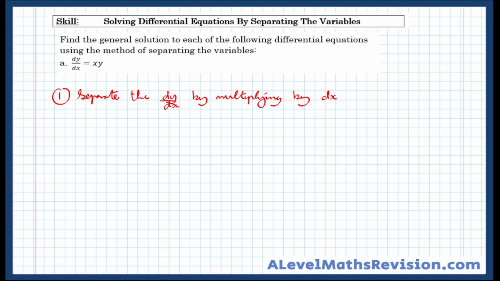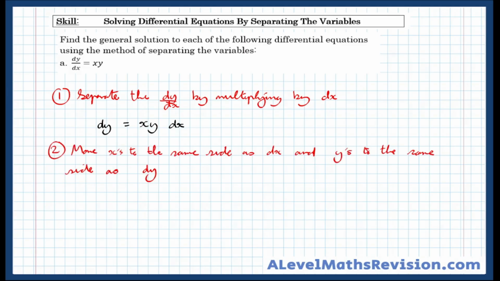So step one, separate the dy by dx by multiplying by dx. Let's do that. That gives us dy equals xy dx. What that tells us is currently the y's are on the wrong side. We need the y's on the same side as the dy and the x's on the same side as the dx. And to be fair, the x is already on the correct side. So step two, move the x's to the same side as the dx, which in this case they already are, and the y's to the same side as the dy.